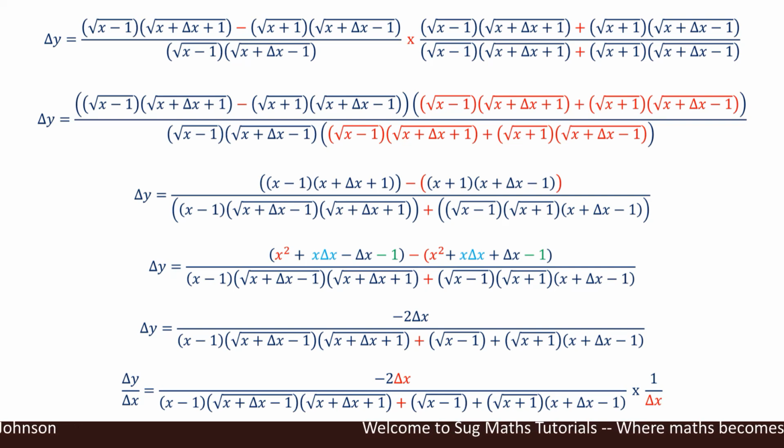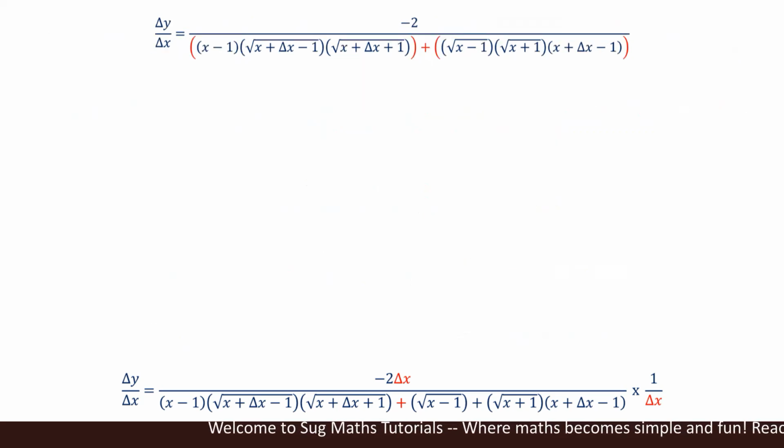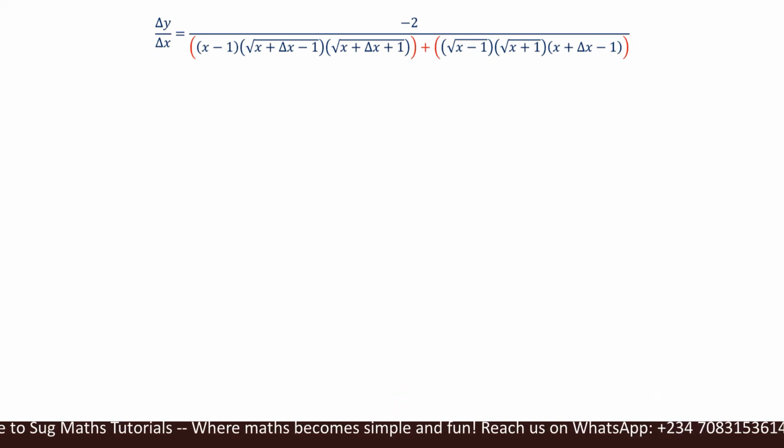Okay, now we see that there is change in x in our numerator and there is change in x in our denominator now, so it's going to cancel out. So we are going to have change in y all over change in x is equal to, in our numerator, we're simply going to have minus 2 all over the denominator remains the same, right? Good. So the next thing is we're going to take the limit as change in x approaches 0.